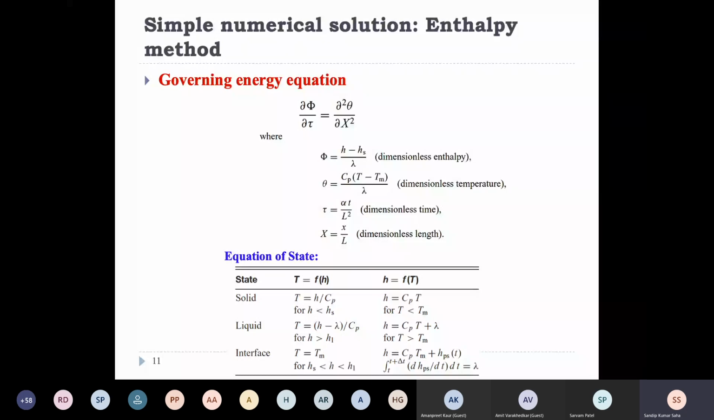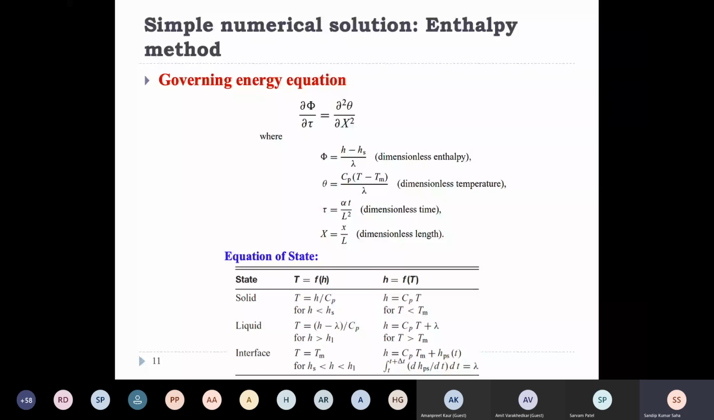The enthalpy porosity method. Porosity will come a little bit later, because when we incorporate the momentum equation, then the porosity term will come. Otherwise, the enthalpy method, as you know, deals with the enthalpy, not the temperature. That means when I write the energy equation, I will write it not in terms of temperature, but in terms of enthalpy. So what is the definition of enthalpy? The enthalpy definition is basically C into T, specific heat into temperature.